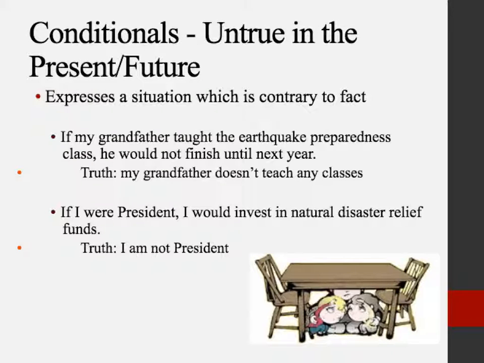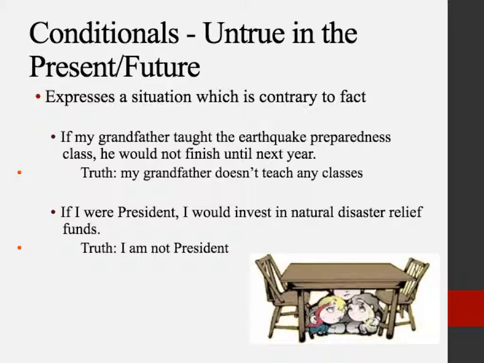The second type of conditional sentence we will discuss is a conditional that expresses an untrue situation. In order to properly express the untrue statement in the present or future, the if clause needs to be in the simple past, and the main clause should have the modal would, followed by a verb in the simple form. The example sentence, "If my grandfather taught the earthquake preparedness class, he would not finish until next year," expresses an untrue situation, since my grandfather does not teach any classes.